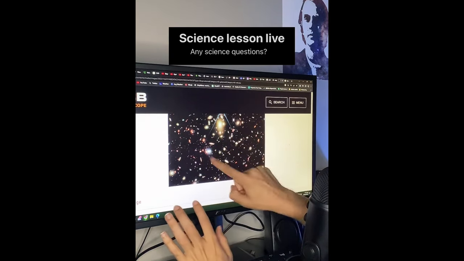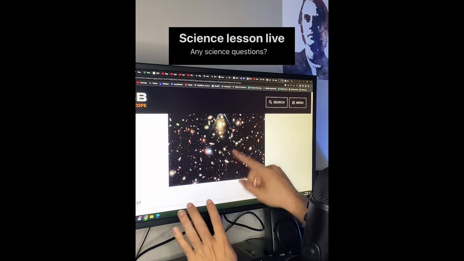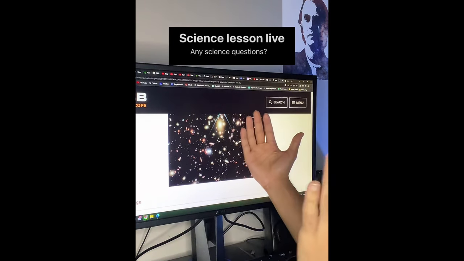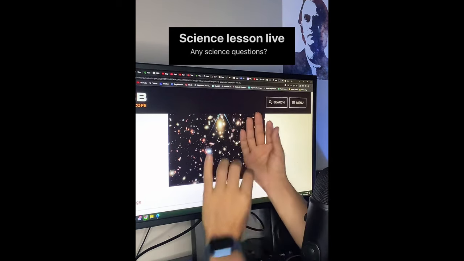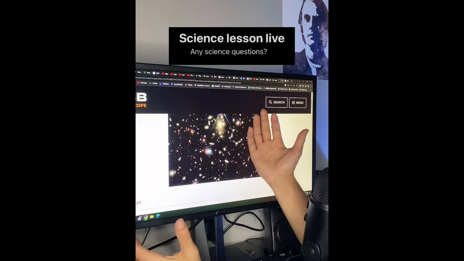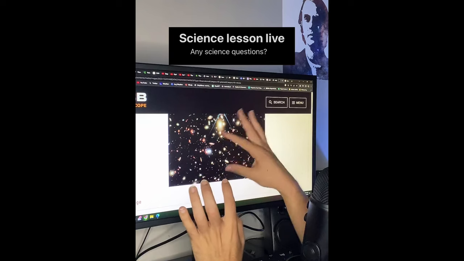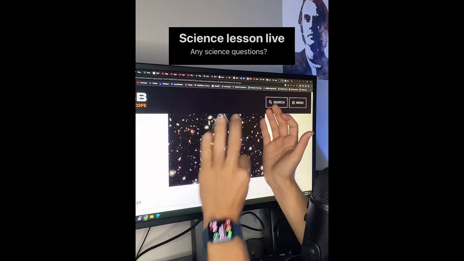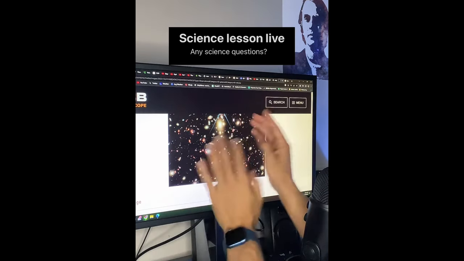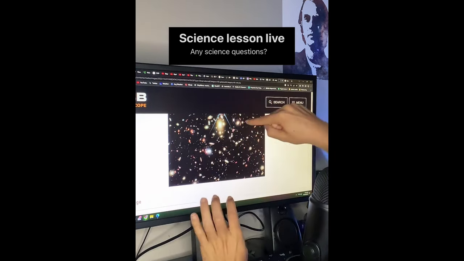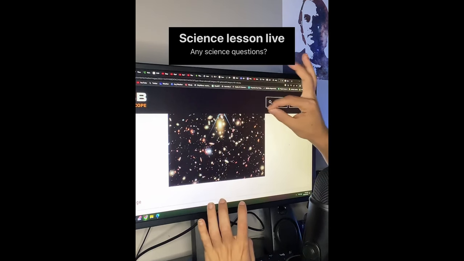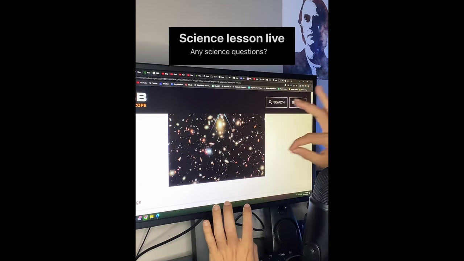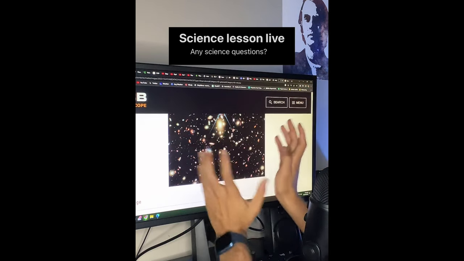Some of these galaxies are billions of light years away. And because space is so vast and there's a lot of stuff in between us and the galaxies, there's a lot of black holes. Black holes that you can't see directly, but they warp space and they warp time and they warp light. So as light passes from these galaxies, it reaches a black hole and gets warped. It gets distorted by that gravity. And this is called gravitational lensing.